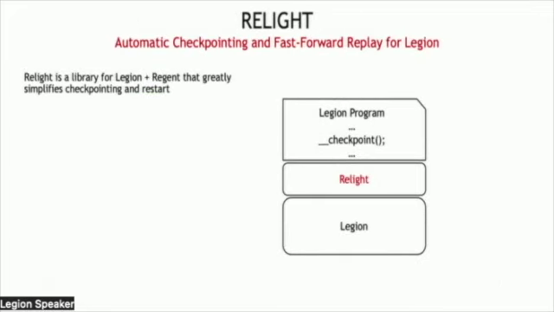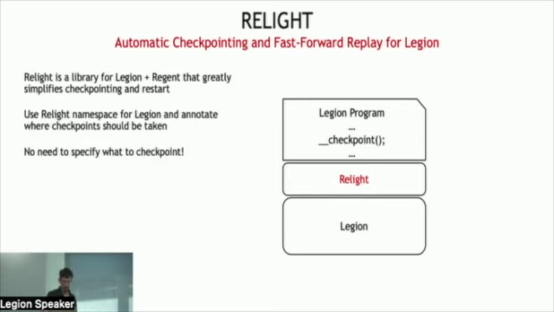Okay. Another thing that we've done since the last time, this is work that was done by Ruben Shu and Elliot. This is sort of a resilience framework for Legion that we call Relight. So Relight is a library that sits between Legion programs and Legion. It's sort of a drop-in replacement. It interposes itself between Legion. And the idea is that it's going to make it really easy to do checkpoint and restart for your Legion applications.